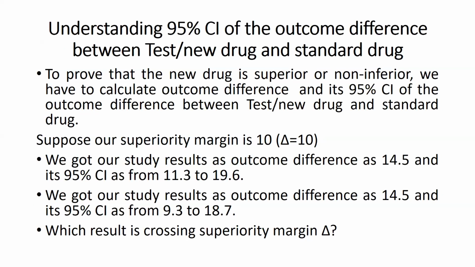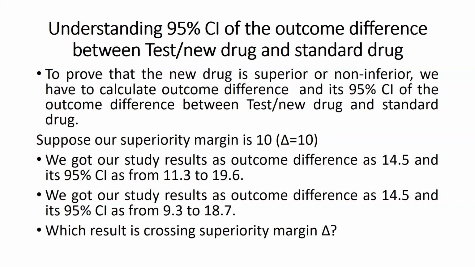Understanding the 95% CI, confidence interval, of the outcome difference. Outcome difference may be a mean difference, or it may be a proportion difference, because basically we have two types of outcome between the test or new drug and the standard drug. Please see this, and if you have any question regarding this, please ask me. First we will read it out and understand.